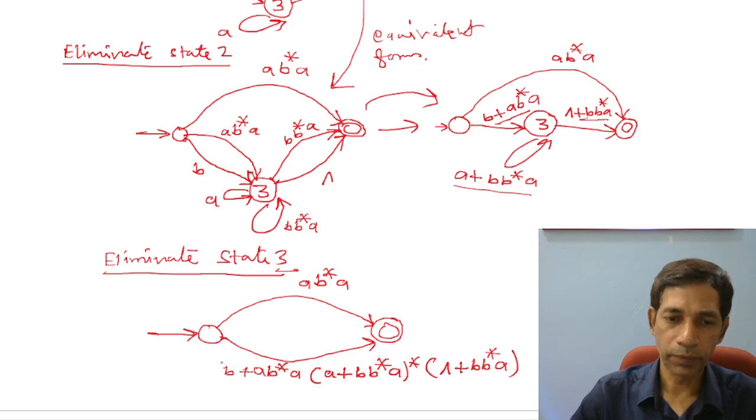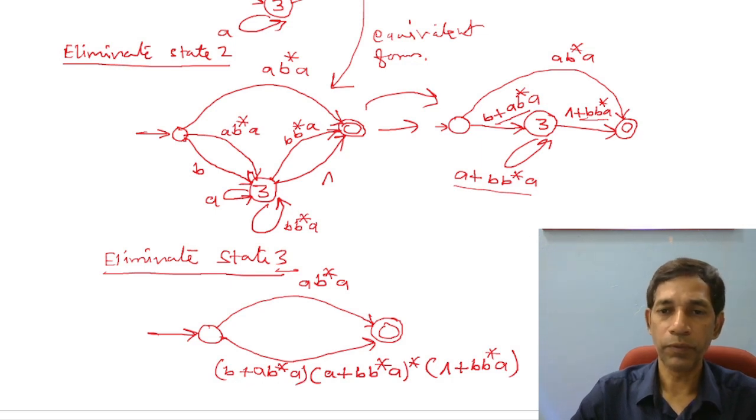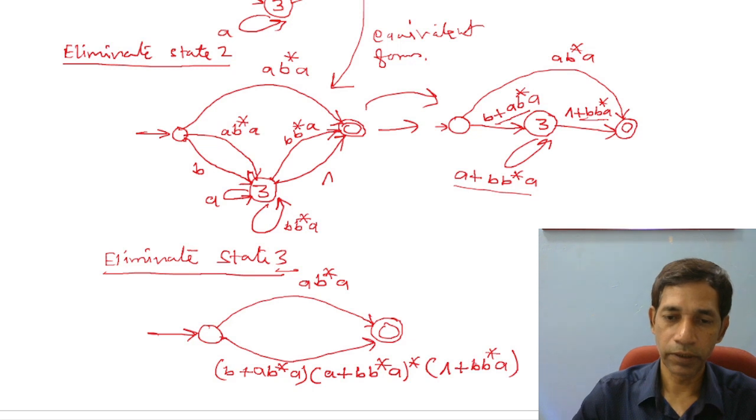So actually we have to make a grouping here. You have to concatenate B plus AB star A, B plus AB star A, with A plus B star A, then you have the whole Kleene star, then you are concatenating with the label null plus B star A. After elimination of state 3, we have this equivalent form.